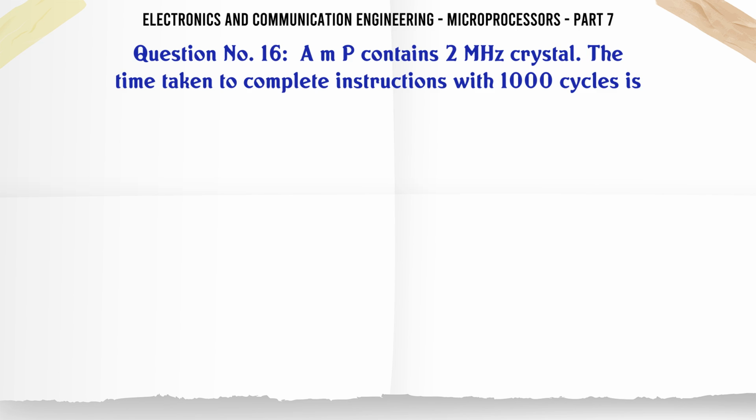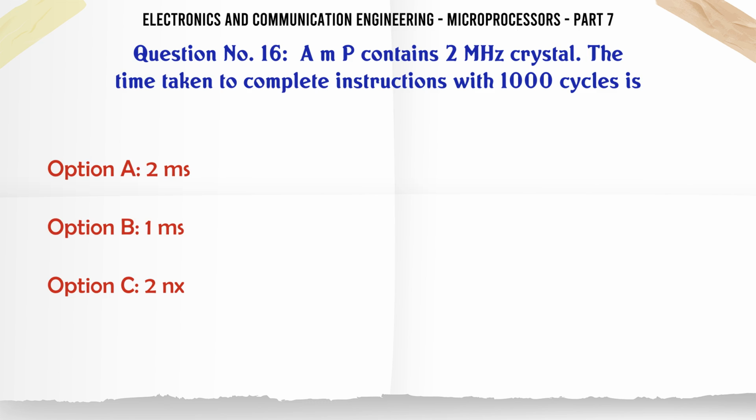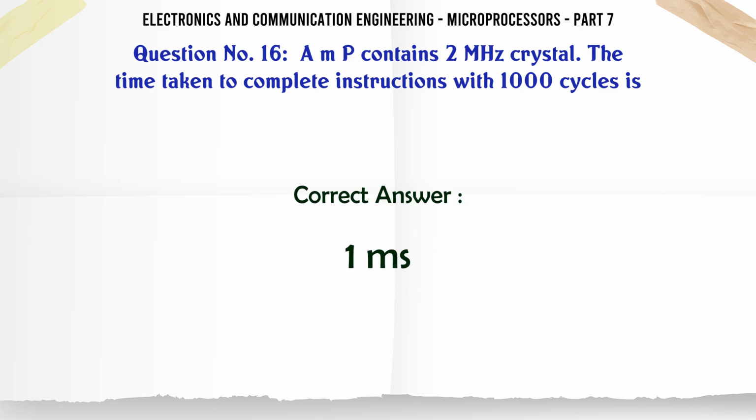A microprocessor contains a 2 MHz crystal. The time taken to complete instructions with 1000 cycles is: A, 2 ms. B, 1 ms. C, 2 ns. D, 1 ns. The correct answer is 1 ms.